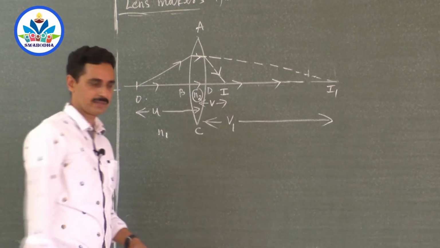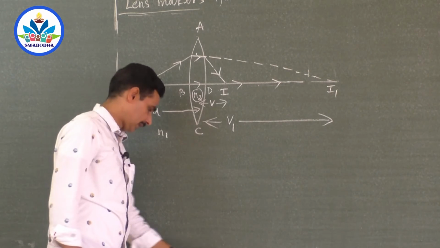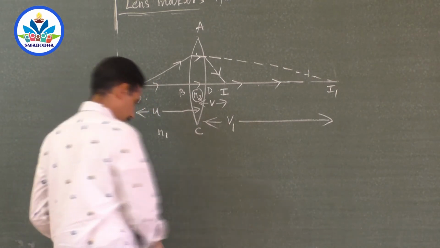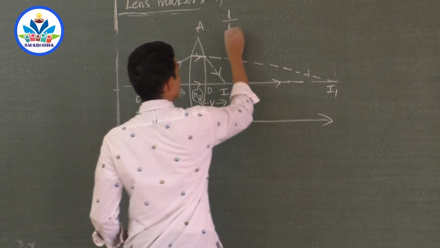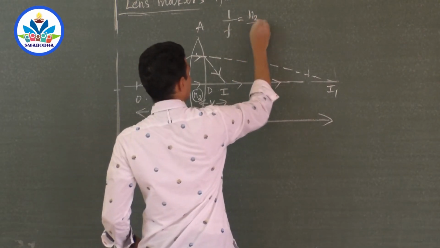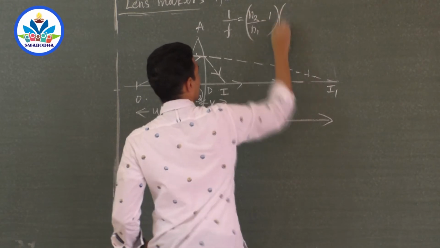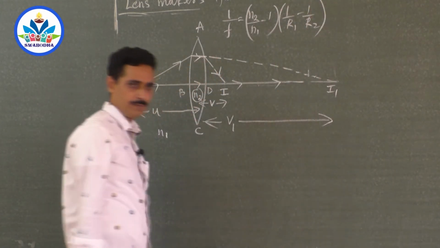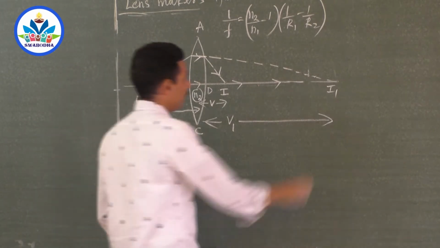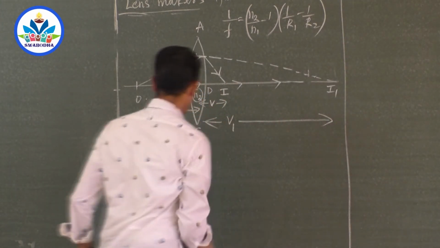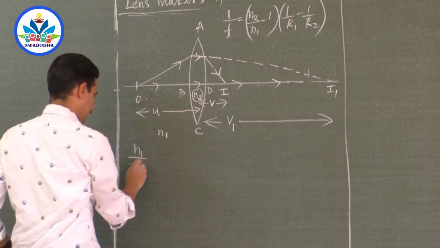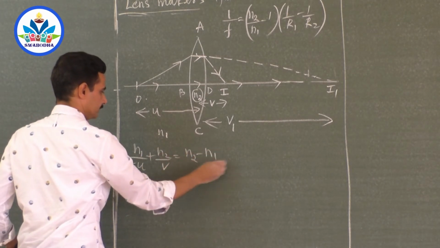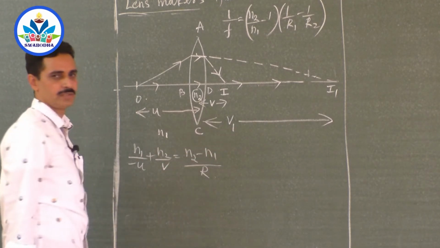Now I have to get the answer for this. We will do it one by one. And you know, the final formula should be 1/f = (n2/n1 - 1)(1/R1 - 1/R2). This should be the final formula. At the same time, you must remember that you have to use this formula twice: n1/(-u) + n2/v = (n2 - n1)/R. This is what you have to do.